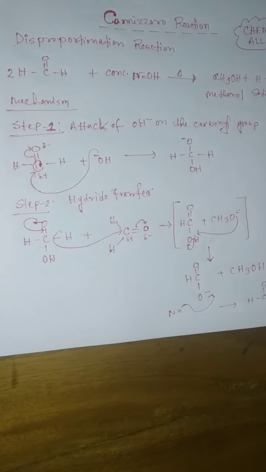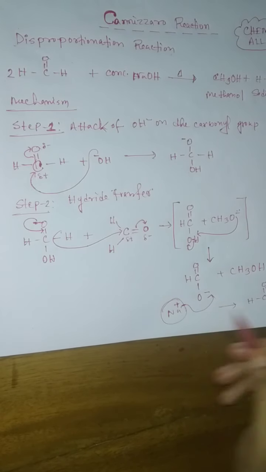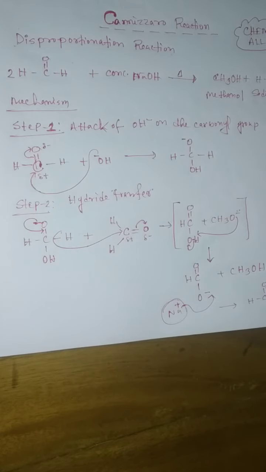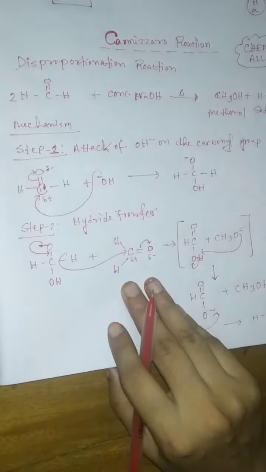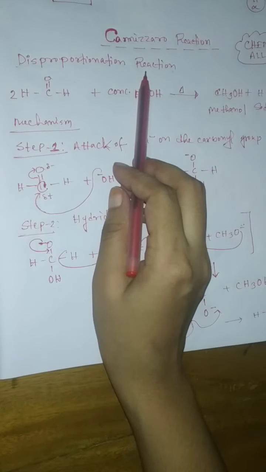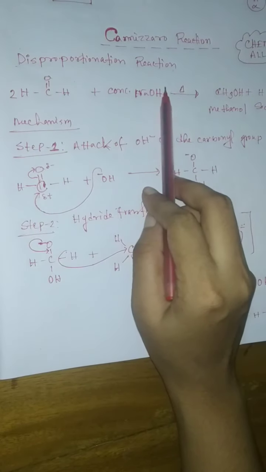And then next, this sodium will be attached in this case, and we will get this type of product, sodium plus and CH3O minus. So in the solution, sodium plus will be present, and this sodium plus will react with this acetate ion, and then we can get the sodium acetate and the methanol. So if we recap this, we can see the Cannizzaro reaction, this disproportionation reaction happened. How did this happen? Two molecules of formaldehyde react with concentrated sodium hydroxide.